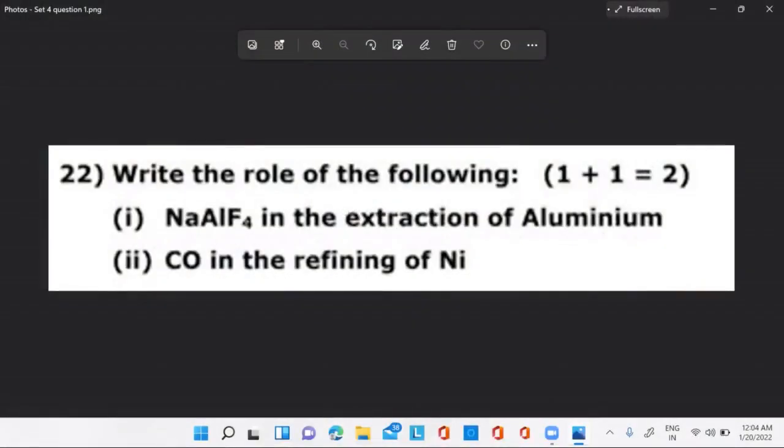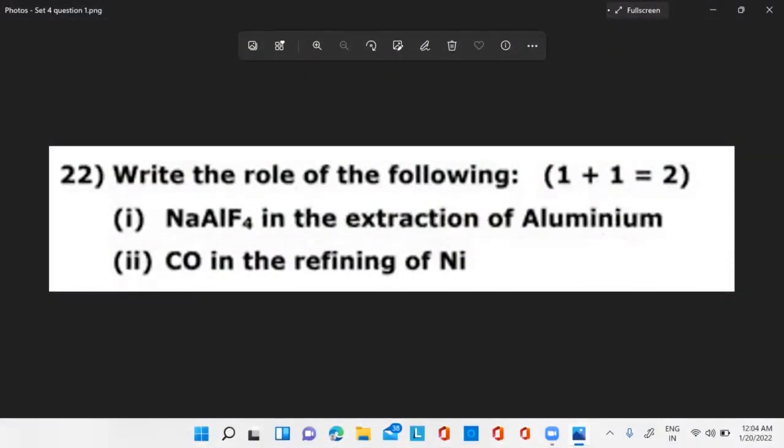Today, I will discuss one of the questions from CBSE 2020 Chemistry. Question number 22, Part 1. Write the role of the following: NaAlF4, which is also known as sodium fluoroaluminate. Why is sodium fluoroaluminate used in the extraction of aluminium?